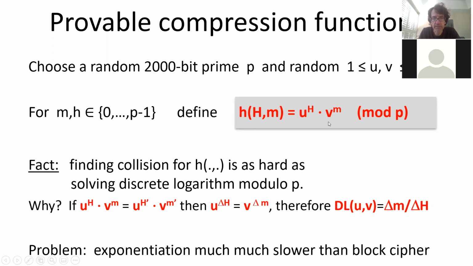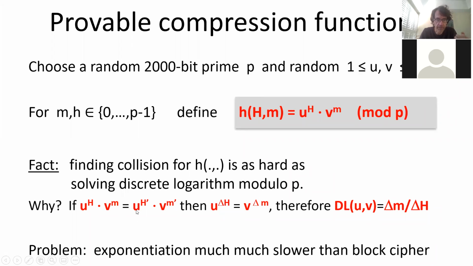So who picked these u and v? Some designers. But if the people who picked u and v picked them so that they know the discrete logarithm, then clearly for them it doesn't hold. This whole argument doesn't hold. If I pick u and v, I could pick v as a power of u, so I know how to compute the discrete logarithm. Nobody else does, but I do. If you know the discrete logarithm, then not only does this argument break, you can compute collisions immediately.